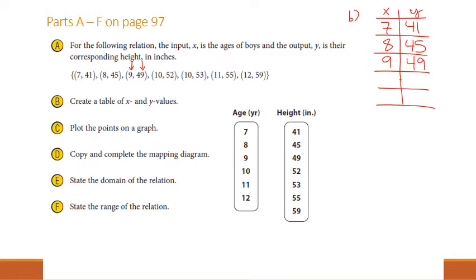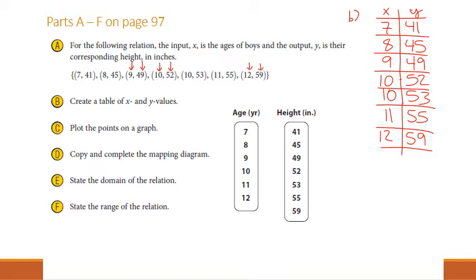And then the next boy is 10, and that 10-year-old boy has a corresponding height of 52. And then the next boy, whose age is also 10, has a corresponding height of 53. And then I have another one who's 11, and the 11-year-old has a corresponding height of 55. And then the last one, when they're 12 years old, their corresponding height is 59. So that's how you make a table of values that represents the input and the output of this data.